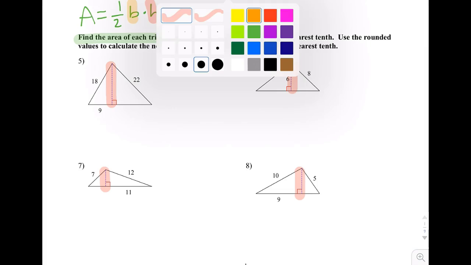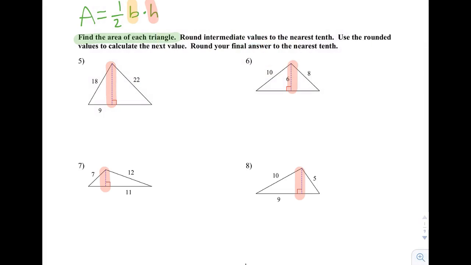Now the base is always going to form a right angle with the height. It isn't necessarily always the bottom, but if your height is going up and down, then your base is going to be the bottom in that case. So in all of these pictures, it happens to be the bottom. So basically, we just need the red side and the orange side of these triangles, and we're good to go.